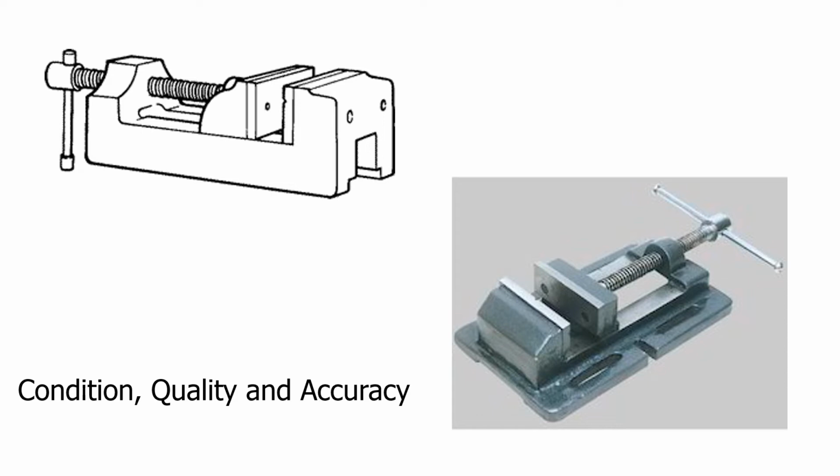What condition is your work holding equipment in? Are your drill vices in good condition? Do they bend or warp or dislodge the component when they're locked into place? Are the drill vices square, straight? These need to be checked also, as these errors transfer to the workpiece.